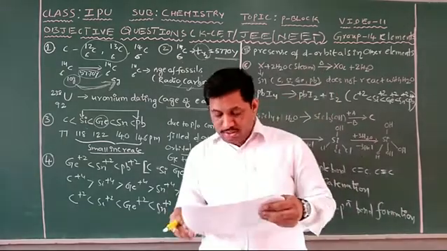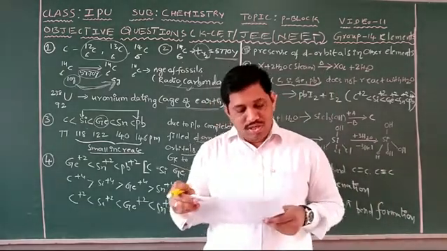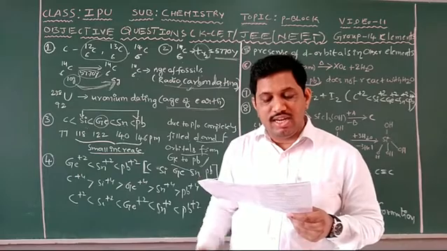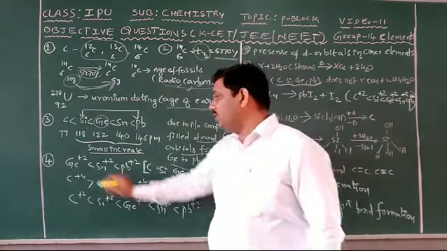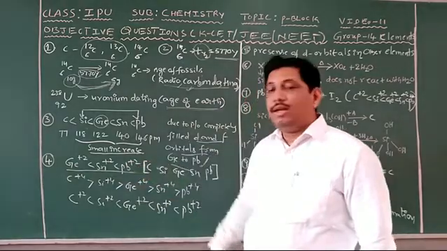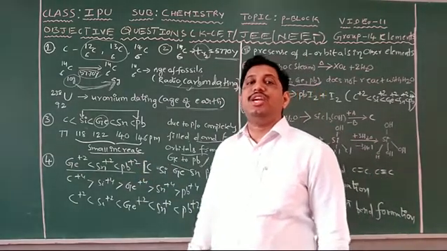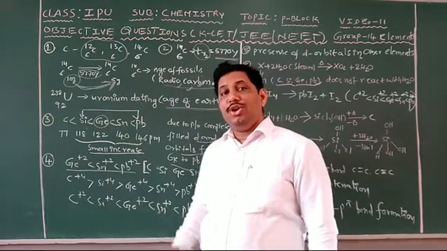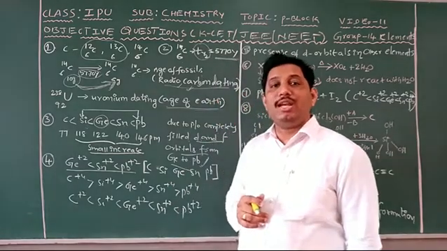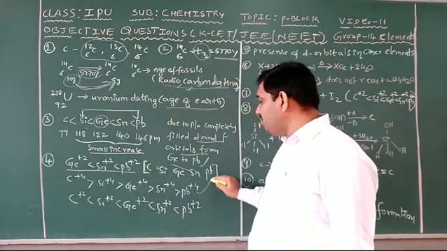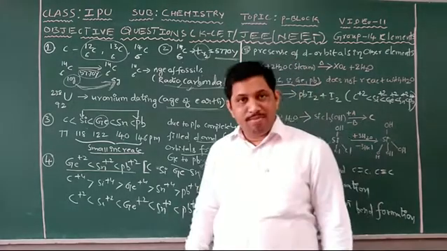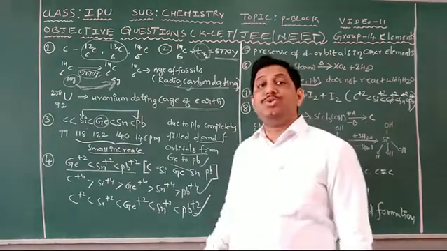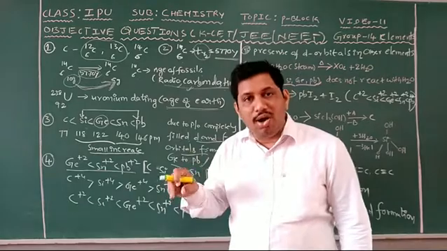Okay, students. Next one, question number 4. The tendency of germanium, tin, lead to show +2 oxidation state increases in the sequence. Here the correct answer is like this. From germanium to lead, the tendency to show +2 oxidation state increases, or +2 oxidation stability increases, because of the inert pair effect. Due to the inert pair effect, the +4 oxidation stability decreases from carbon to lead, whereas +2 oxidation stability increases from carbon to lead.